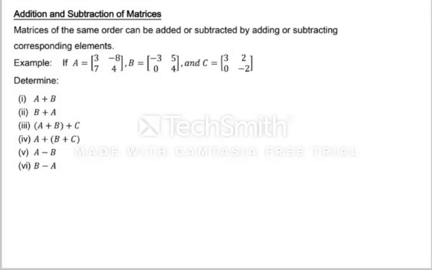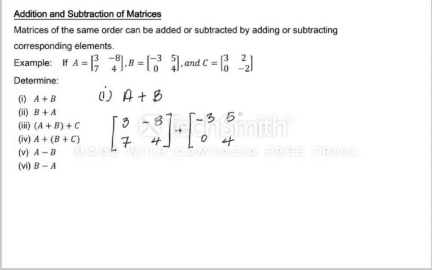All right, so let's have a look at (a)(i). It says A plus B. A is the matrix 3, 7, minus 8, 4. Those are the elements of the matrix. And it's plus matrix B, which is minus 3, 0, 5, 4.